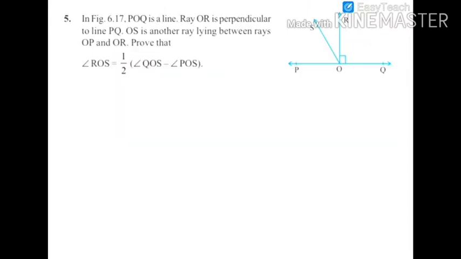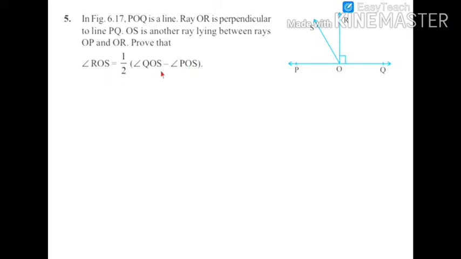Question number 5. In the given figure, POQ is a straight line, ray OR is perpendicular to PQ, and OS is another ray lying between rays OP and OR. Prove that angle ROS is equal to half of angle QOS minus angle POS.